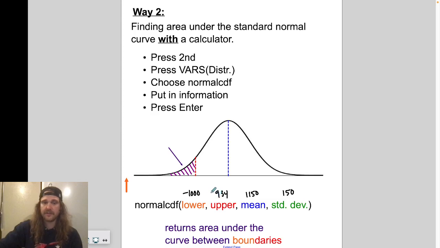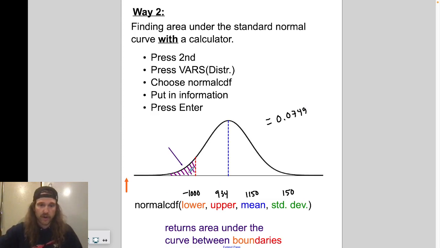On your test, this can be a method of showing your work. However, you must state what the numbers mean, and if you don't, you will be marked down. And so you can lose everything very quickly if you don't state that the lower boundary is negative 1,000, the upper boundary is 934. So if on your test you were to just write normal CDF, negative 1,000, 934, 1150, 150, you're going to get marked off. But if you say normal CDF, lower bound equals negative 1,000, upper bound equals 934, mean equals 1150, and standard deviation equals 150, and then you press enter and you write down the percentage that you see, you're going to see that we get something very close to 0.0749, which is the same answer we got before. So you guys can try that right now and test it out and make sure it works.